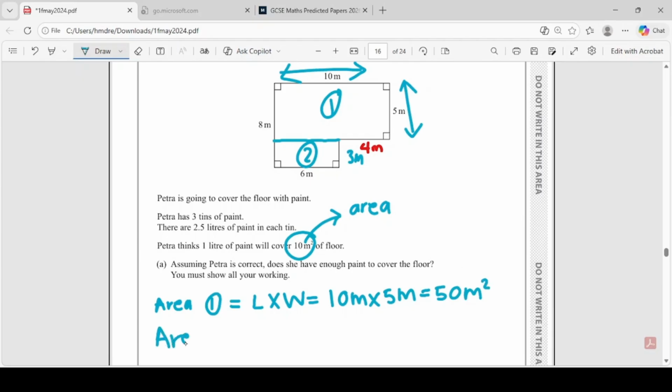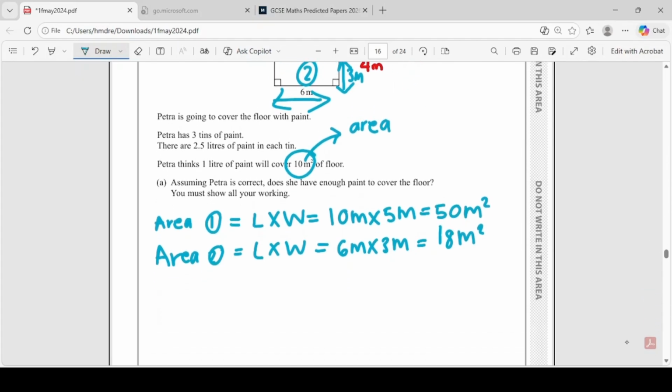Let's look at the area of shape 2. Again, length times width. Now we're working with 6 meters by 3 meters. So 6 times 3 is 18. And then we can quite easily find the total area. We just add these. So 50 and 18, 68 meters squared.